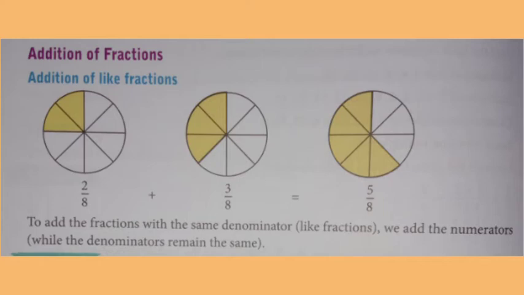To add fractions with the same denominator, that is like fractions, we add the numerators while the denominators remain the same. Examples: example 1, 2/7 plus 3/7 equals (2 plus 3)/7, which equals 5/7. Example 2, 1/9 plus 2/9 plus 4/9 equals (1 plus 2 plus 4)/9, which equals 7/9.